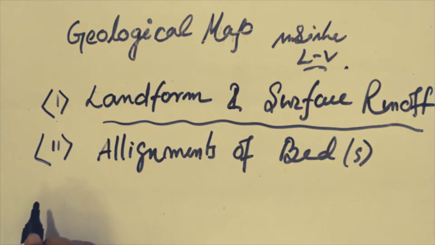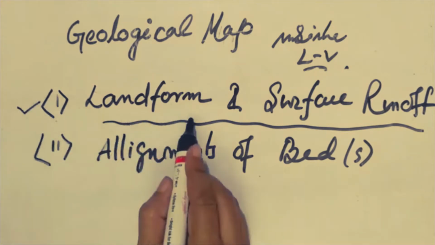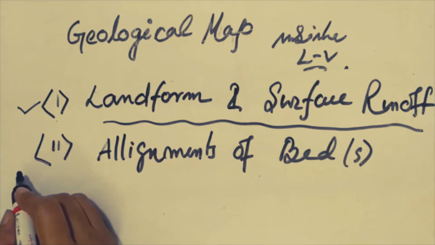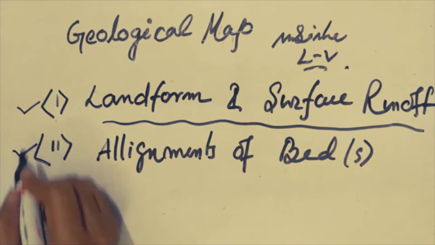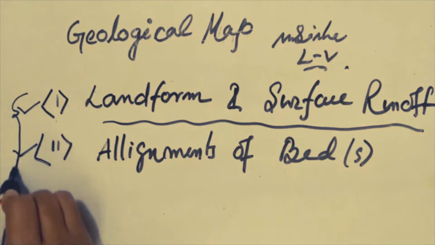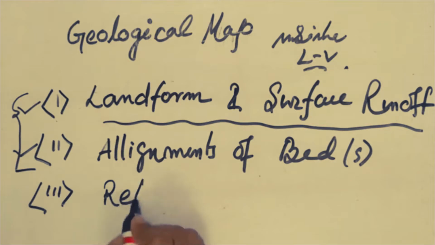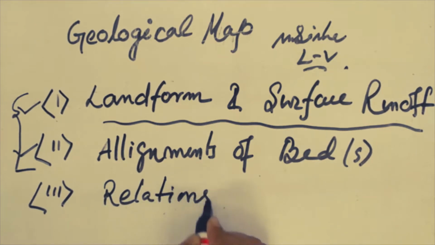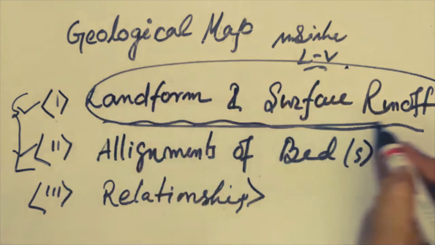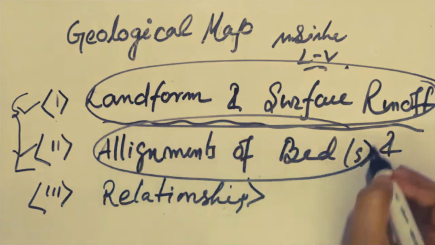Basically, from a geological map, we can get the information about the outer surface in terms of landform and surface runoff, and the alignment of the beds, that is the internal information about the area concerned. From these two things we can easily derive the relationship between the landform and surface runoff with the alignment of beds.